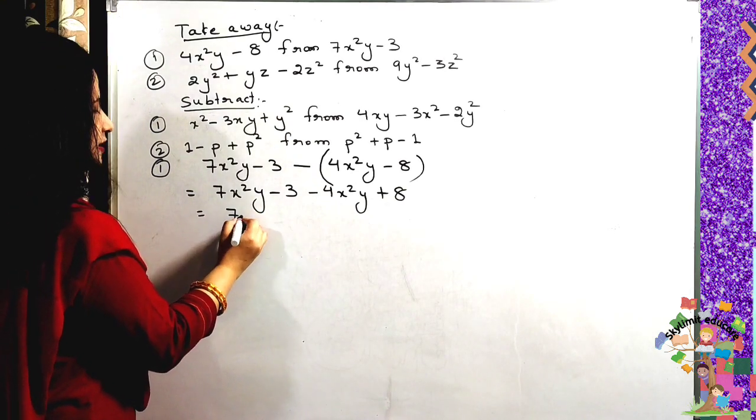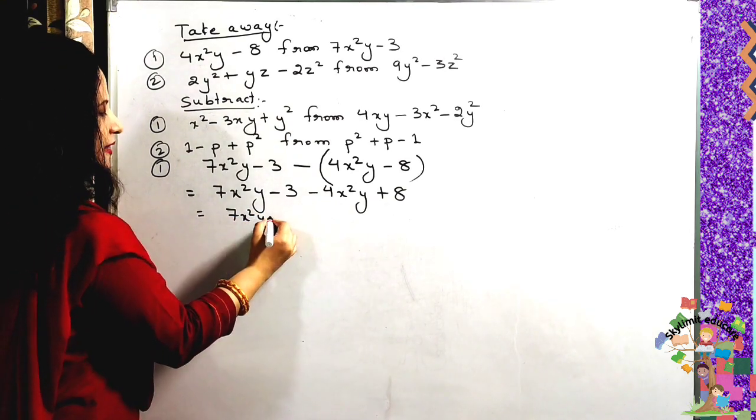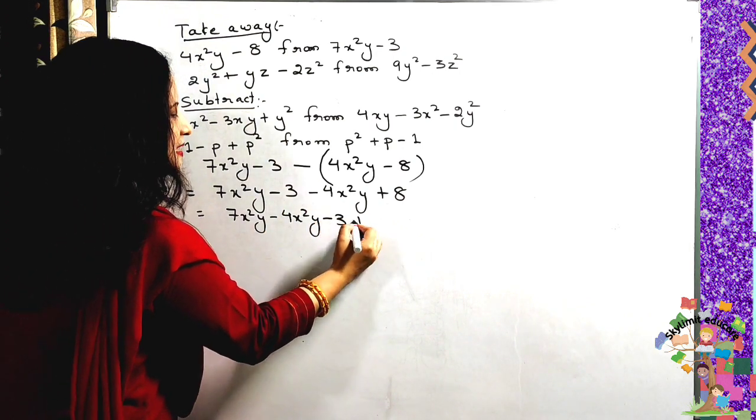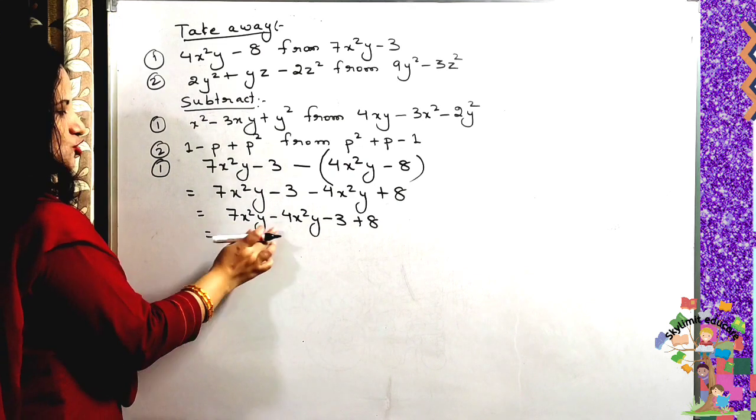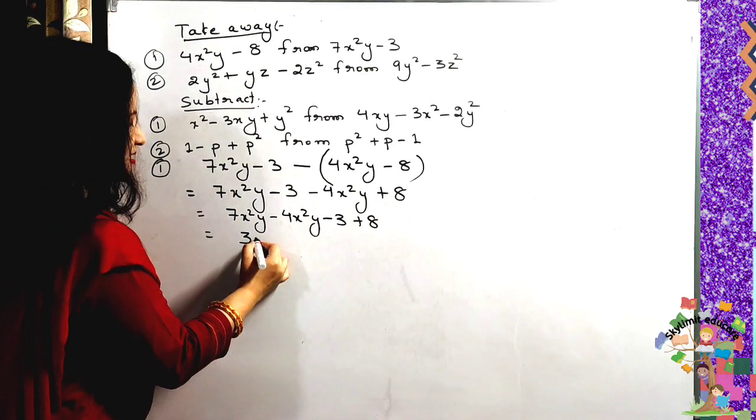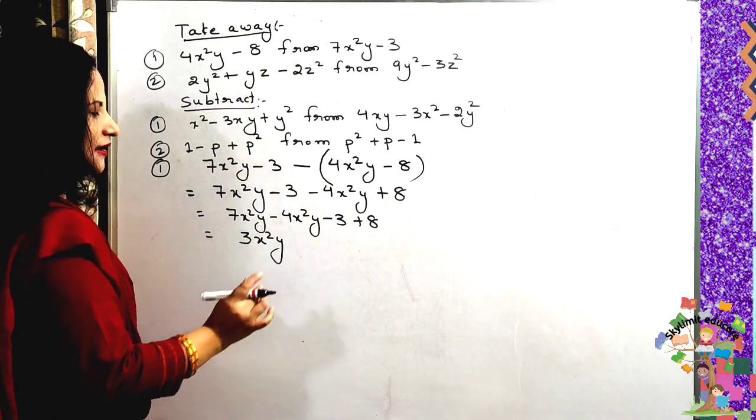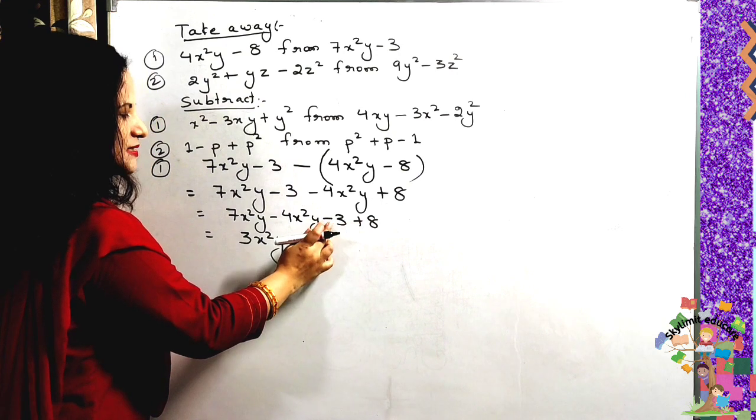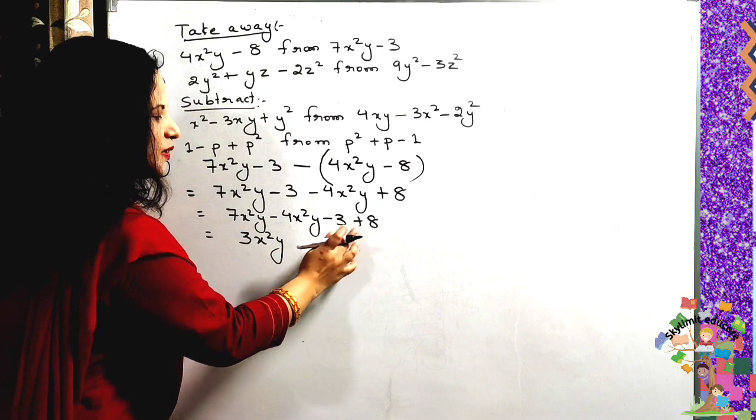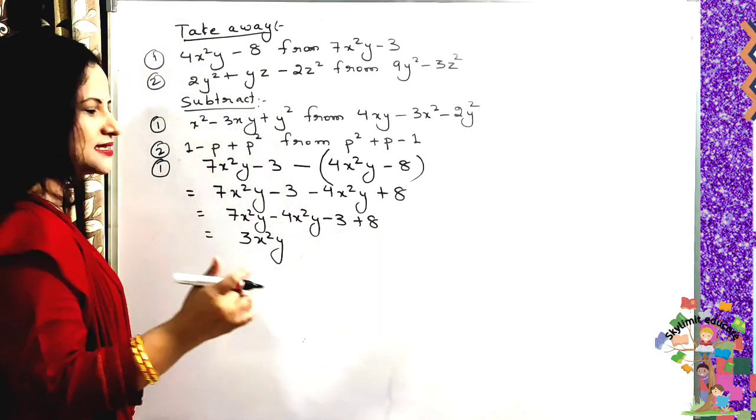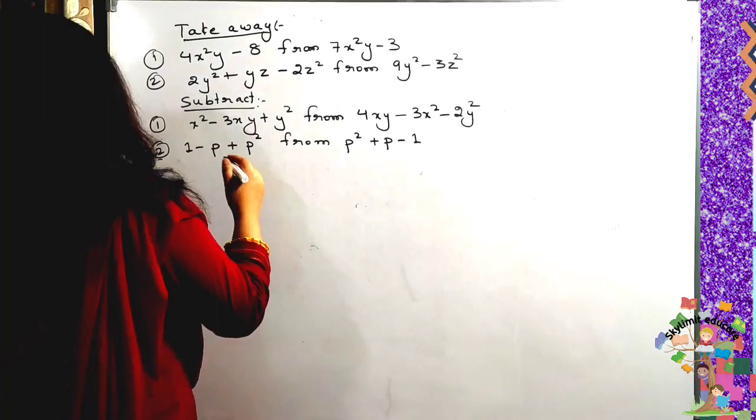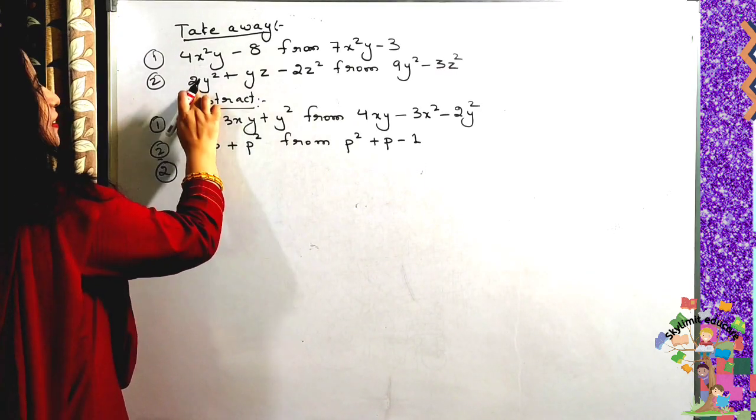Now I have to arrange the like terms. 7x square y will be paired with minus 4x square y, and minus 3 will be paired with plus 8. So now these two are like terms. 7 minus 4 will give me how much? 3. And what is the literal coefficient? Don't forget to write it. And here you have minus 3 plus 8. One is minus, the other one is plus. Subtraction you will do. So 8 minus 3 is 5. And which among the two is greater? 8 is greater, having what sign? Plus sign. So it will be plus 5. Yes?